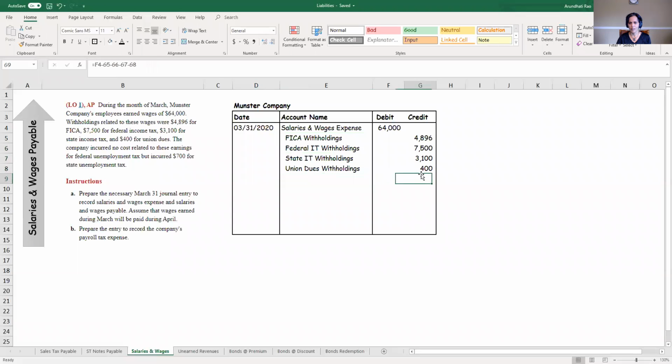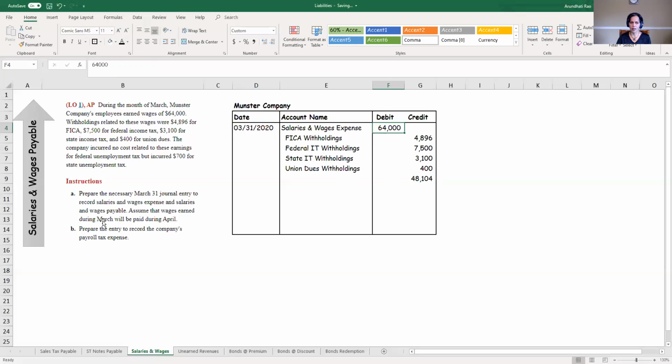So finally, we come up with a net number, which is the 64,000 minus all these withholdings, which is 48,104. This is the amount that is going to be paid out to the employees. But here they've told us that the amounts are going to be paid in April.